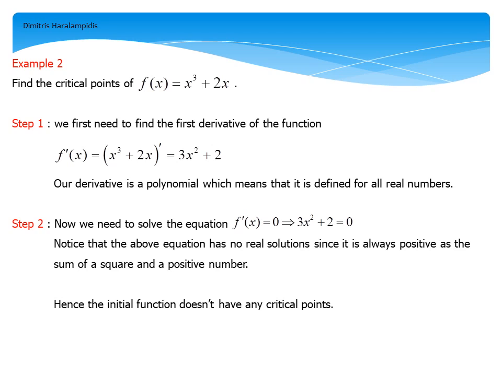So, we just need to solve the equation f prime equals 0, which means 3x squared plus 2 equals 0. And right now, notice that this equation has no real solutions since it is always positive, as the sum of a square and a positive number. Hence, the initial function doesn't have any critical points.